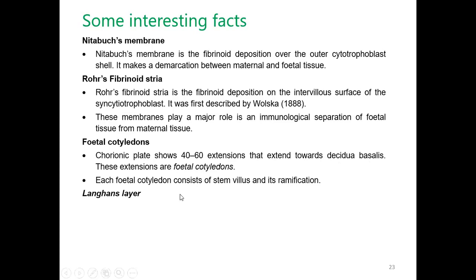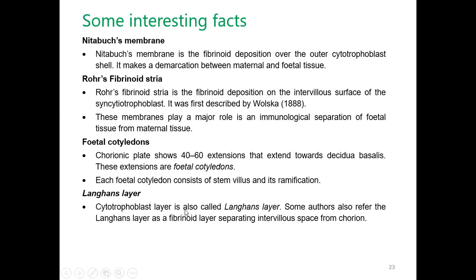Then there is the Langhans layer. Cytotrophoblast layer is also known as Langhans layer. Some authors also refer to the Langhans layer as a fibrinoid layer separating the intervillous space from the chorion. So all you have to remember are Nitabuch's membrane, Rohr's stria, fetal cotyledons, and the Langhans layer. You are most often asked on Nitabuch's membrane.